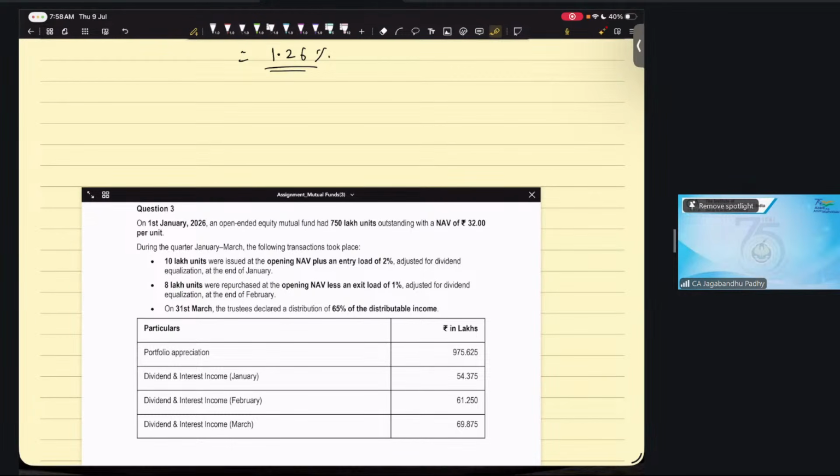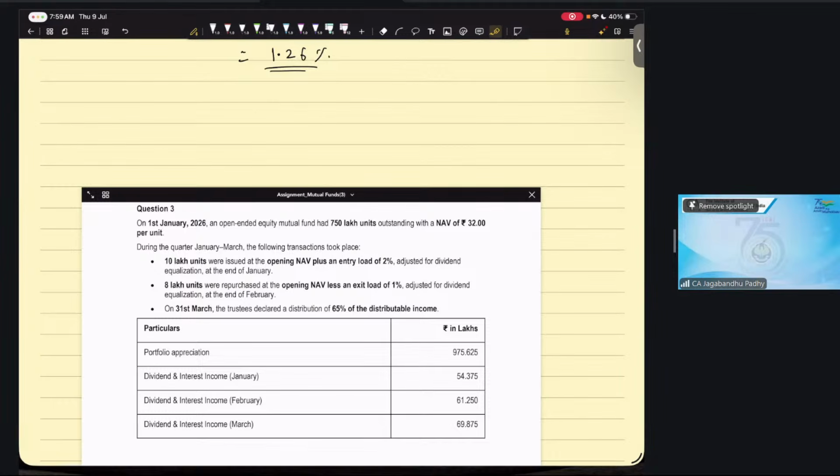Yeah, dividend equalization means new units are issued using dividend income. No, no, not like that. What is the dividend equalization? Ankit, Hariharan, what do you mean by the term dividend equalization here?